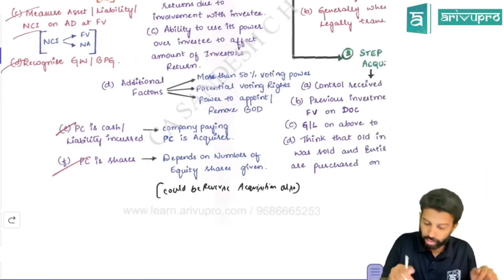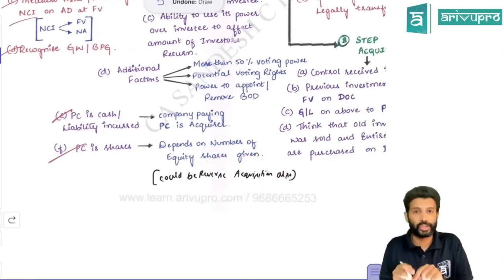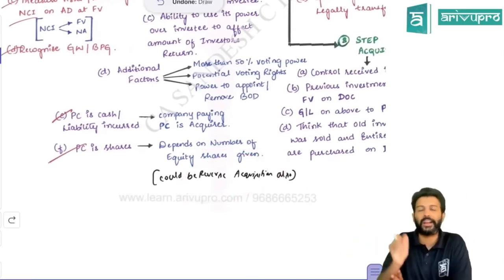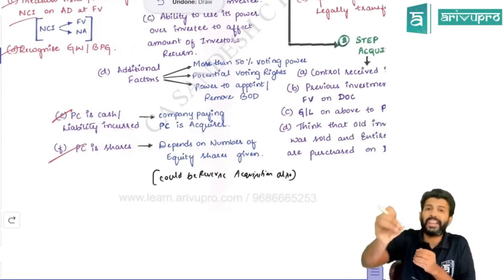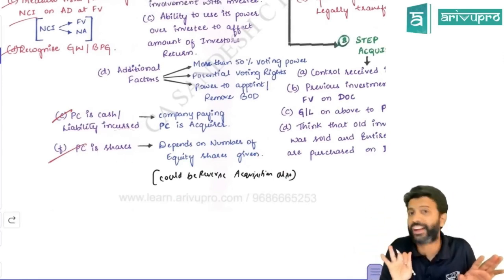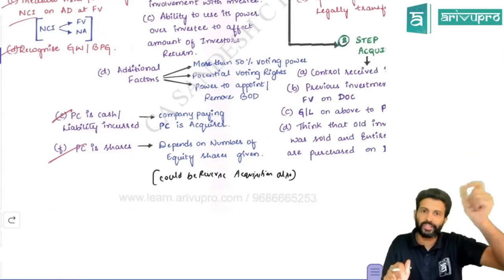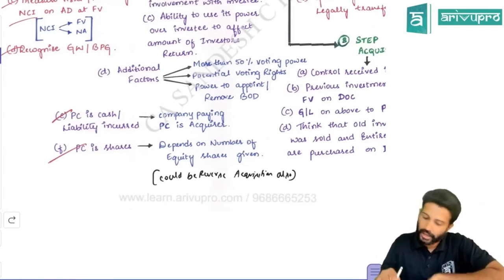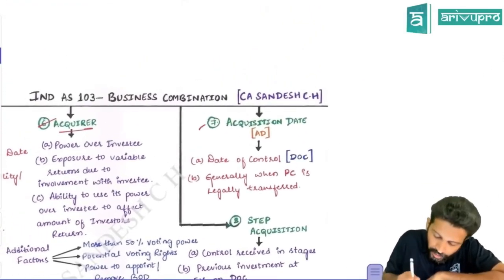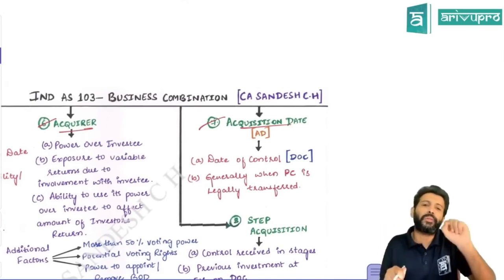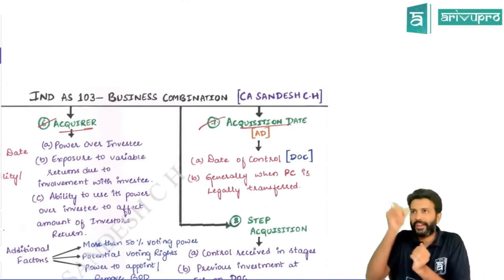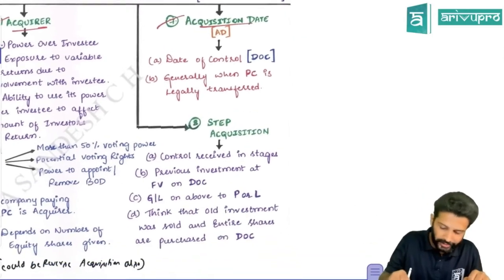It could be the other way around also. We have something called reverse acquisition, which we will cover a little later down the line. So when the PC is discharged in shares, don't automatically assume that the company giving PC is the acquirer. Next step is to find out the acquisition date. Acquisition date is the date on which the acquirer has got control. The day you get the control, we call it the acquisition date.